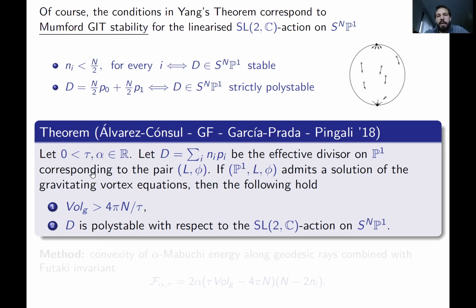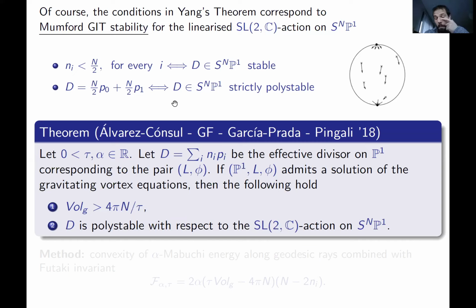So notice here that I'm not assuming that C equals zero. C can be anything. So it is for the general gravitating vortex equations on P1. Then the following hold. The volume has to be bigger than 4 pi n divided by tau. And this is just the consequence of the Abelian vortex equation. And the other one is that the D is polystable with respect to the SL2C action on Sym^n P1. So recall that being polystable is just either that this holds or this holds.